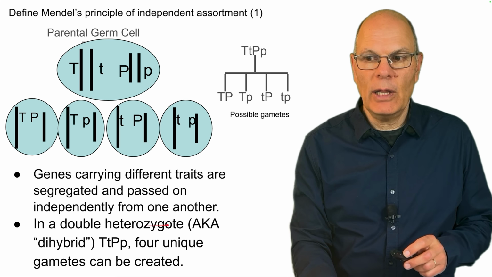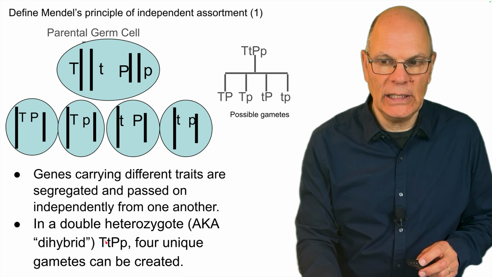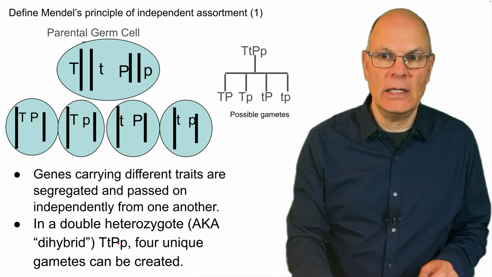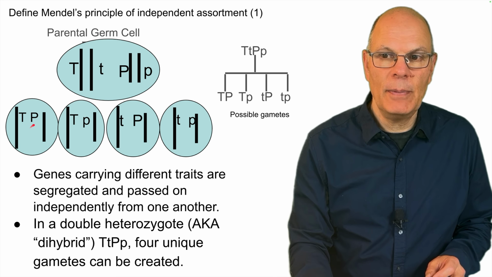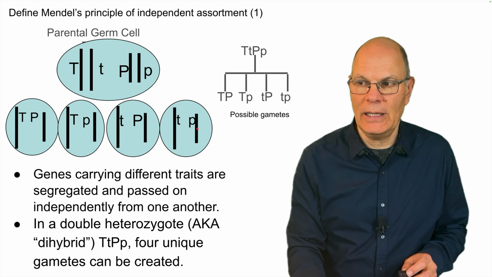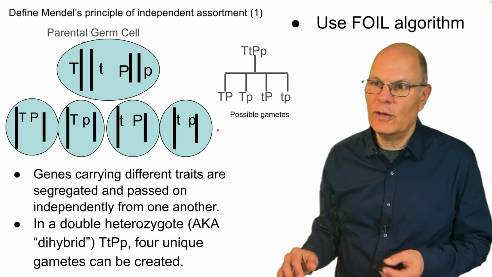And therefore, in a double heterozygote, a dihybrid, big T, little t, big P, little p, 4 unique gametes can be created. Here they are: big T, big P; big T, little p; little t, big P; little t, little p. How can you figure this out for yourself?